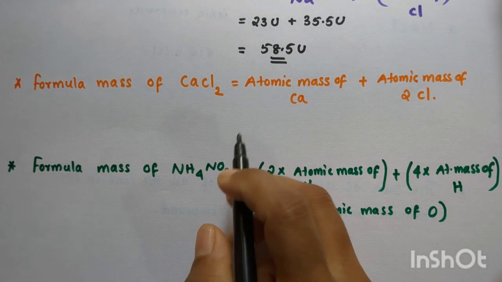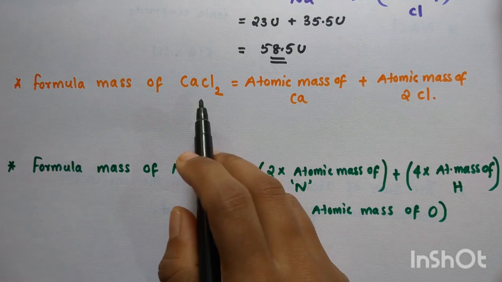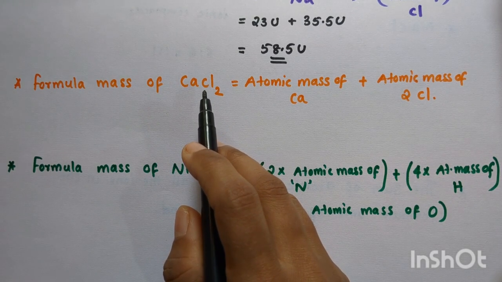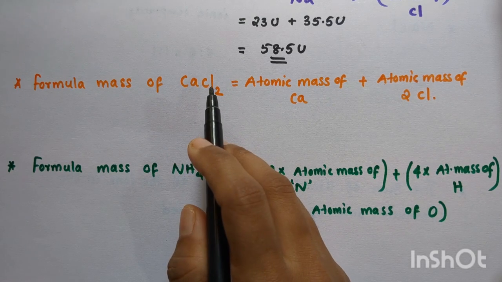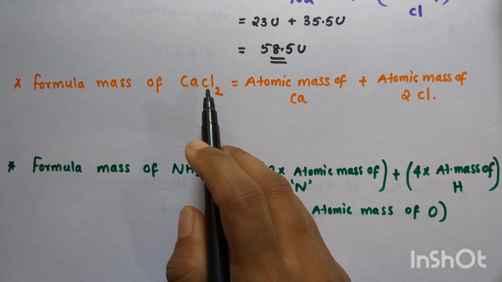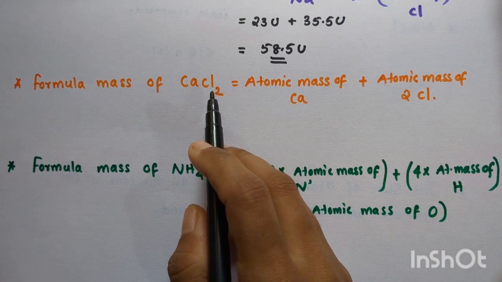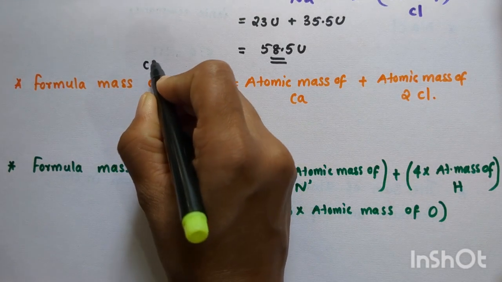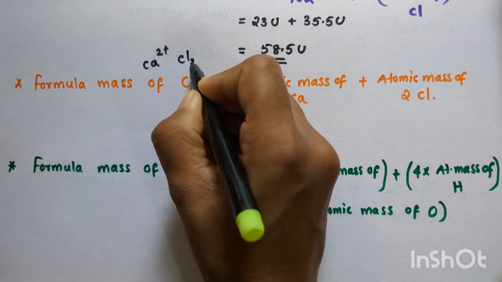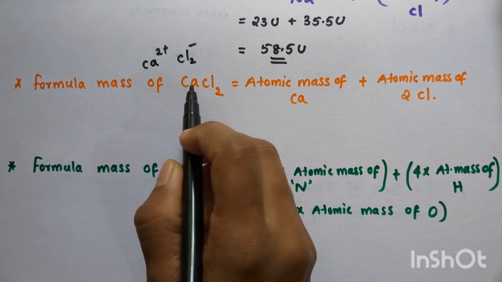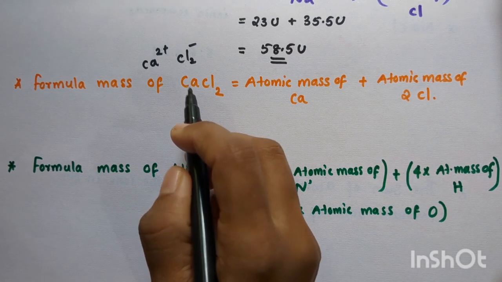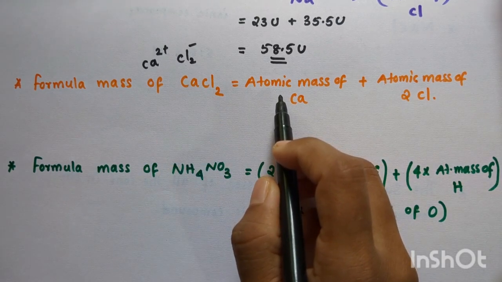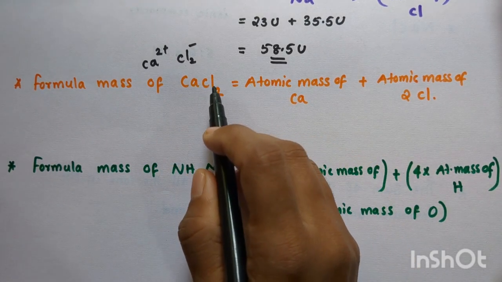Now, let us see how to find out the formula mass of calcium chloride, CaCl2. You see, in the formula of calcium chloride, there is one calcium and there are two chlorine. Calcium chloride is an ionic compound. That is why we are finding out the formula mass. Because it is actually Ca2+ ion and Cl- ions. So this is actually an ionic compound. Then there is only one calcium and there are two chlorine.